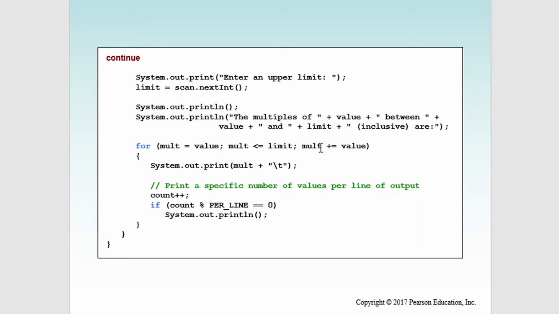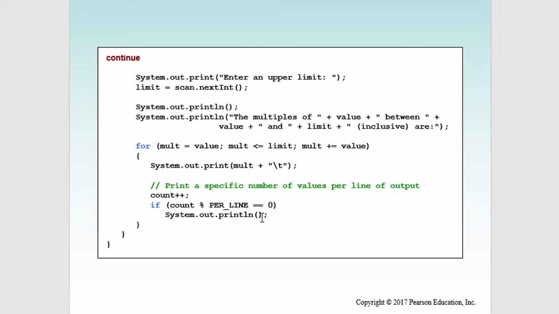Then they're incrementing this for loop by saying multiple is equal to itself plus the value. So like if they entered in like 5, they're actually incrementing by 5s. Then they're incrementing this count variable. This count variable was set to 0 outside of this for loop. So every time they come into this for loop, they're incrementing it by 1, and then they're dividing it by 5. So per line was actually set to 5. So they're finding the remainder of that. And if it's equal to 0, that means they got up to 5.